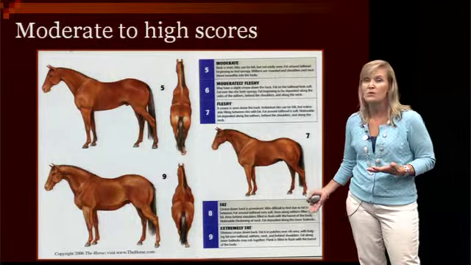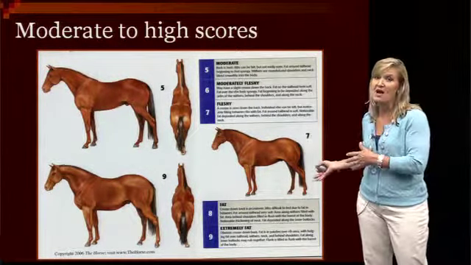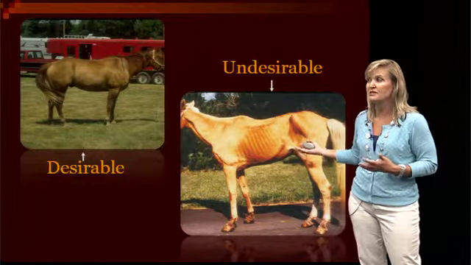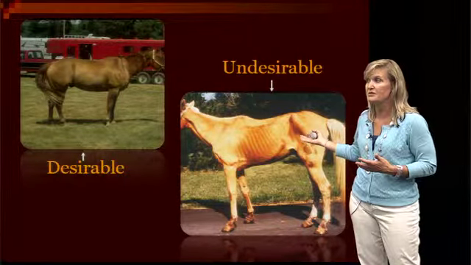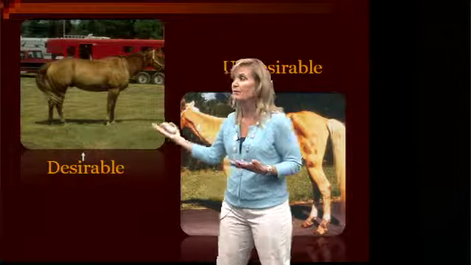So we've got the two extremes, the 1s to the 4s that we want to avoid, and the 8s and 9s that we want to avoid, and we'd really rather our horses be in that middle range of a 5, 6, or 7. Okay, so I don't think it's very hard for anyone to look at these two horses here and know that the yellow horse here is very undesirable, whereas the sorrel horse over here is going to be way more desirable.